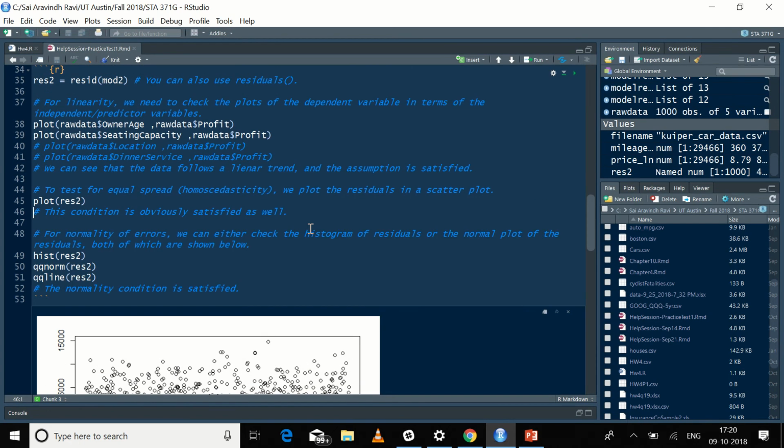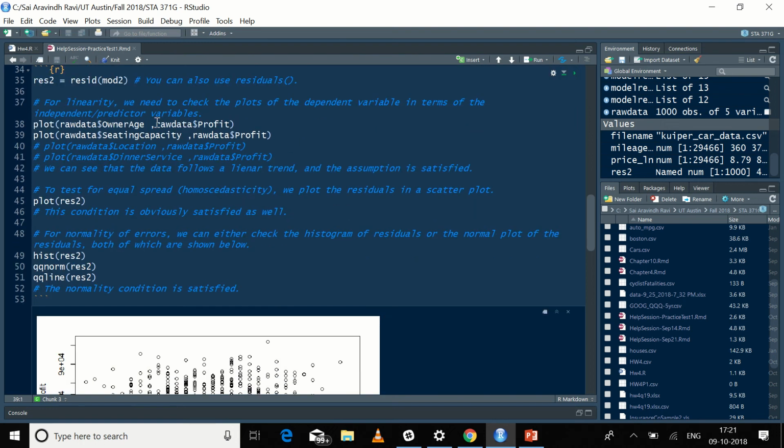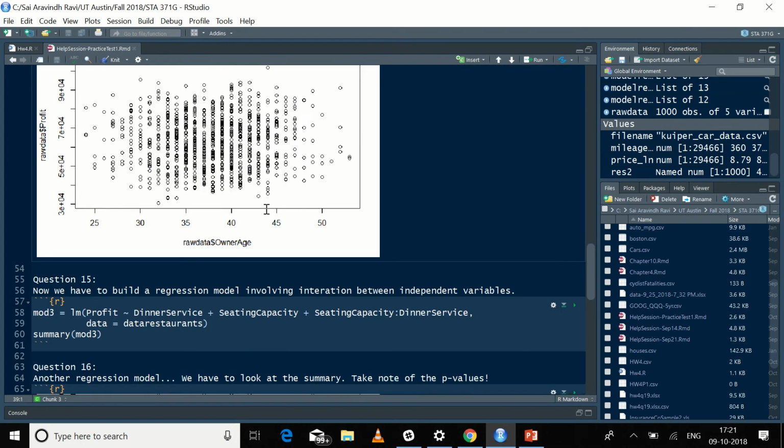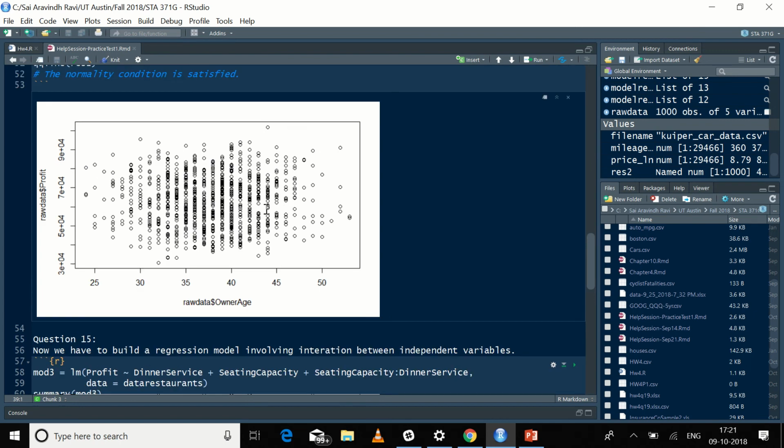And now I'm going to be checking for linearity. The best way to do that would be to use scatter plots of y against each of my x variables in the model. By doing that, first I'm plotting owner age against profit. You can see that this is a categorical variable. Okay, it is a numeric variable, but sort of like, yeah.